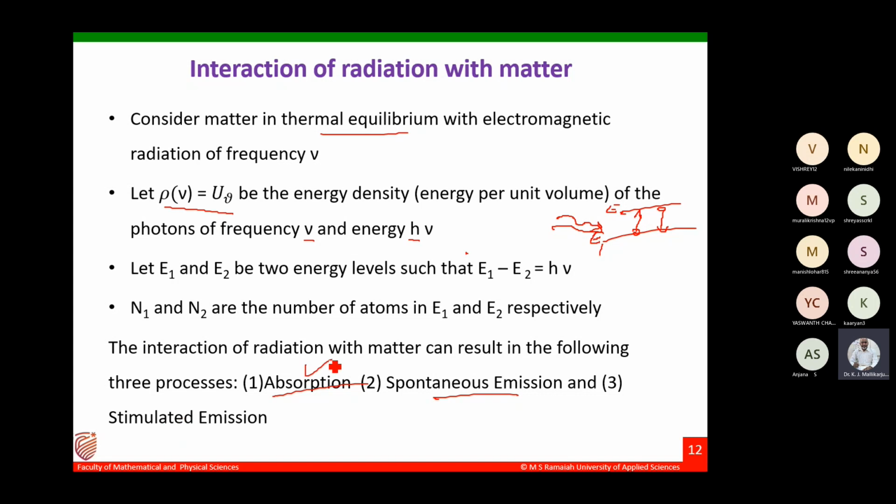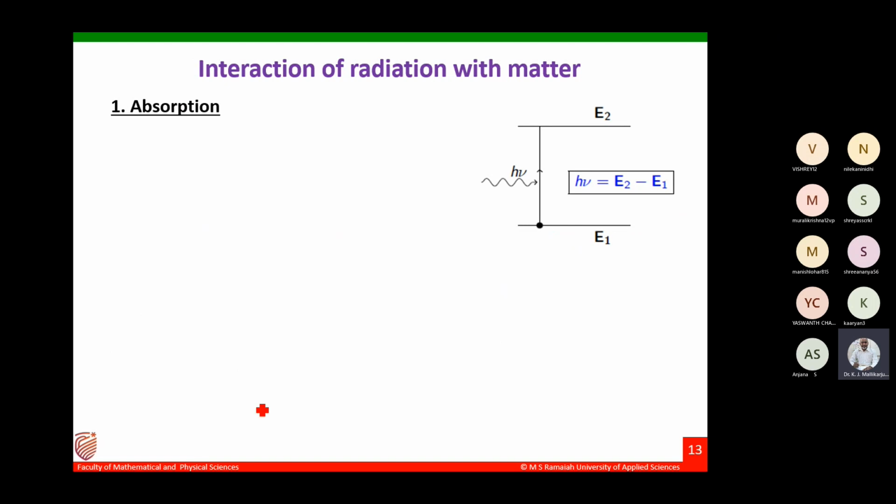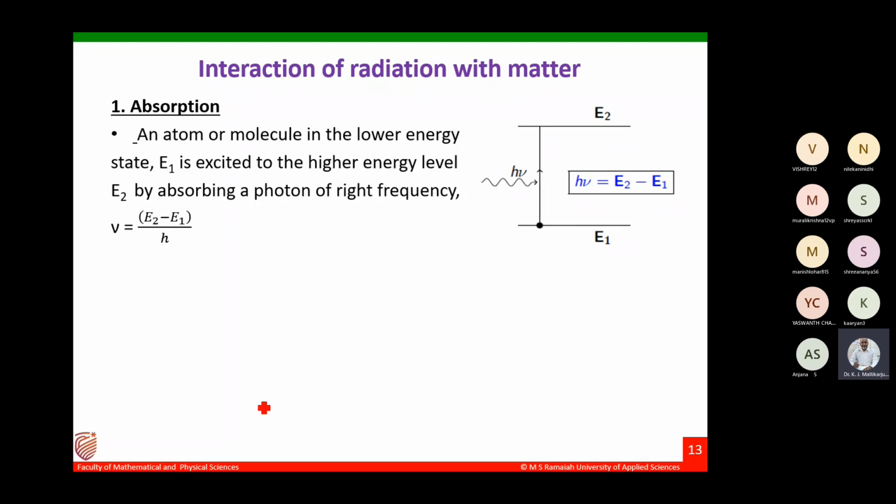One is absorption, also called induced absorption. Second, once the atom goes to a higher energy level, if it immediately radiates energy, that is called spontaneous emission. If the atom is in the higher energy level and an incoming photon forcibly makes it come down to the lower level, that we call stimulated emission. And we have to get equations corresponding to these three processes.